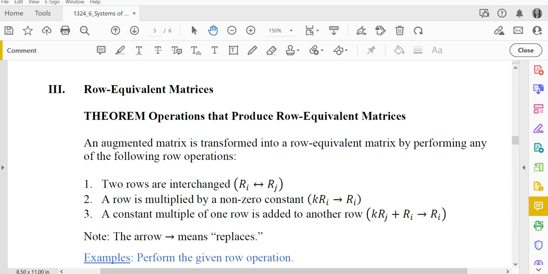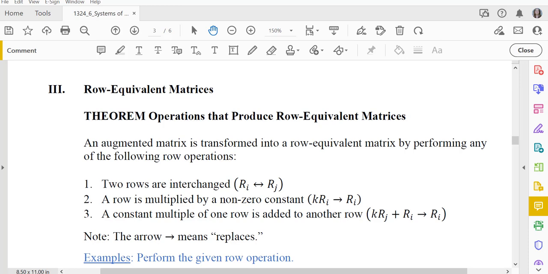Now we're going to talk about row equivalent matrices. There's a theorem. The theorem is about operations that produce what are called row equivalent matrices. An augmented matrix is transformed into a row equivalent matrix by performing any of the following row operations. Okay, the row operations are, here are the rules that you can do. You have to play by these rules.